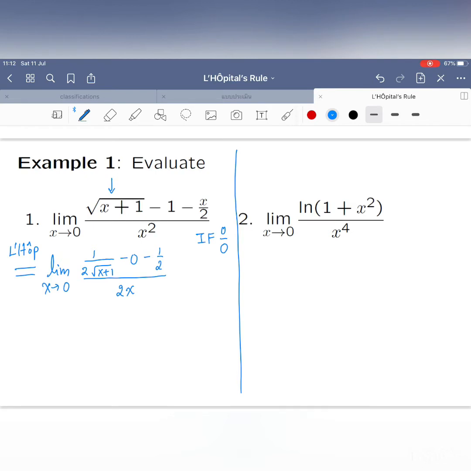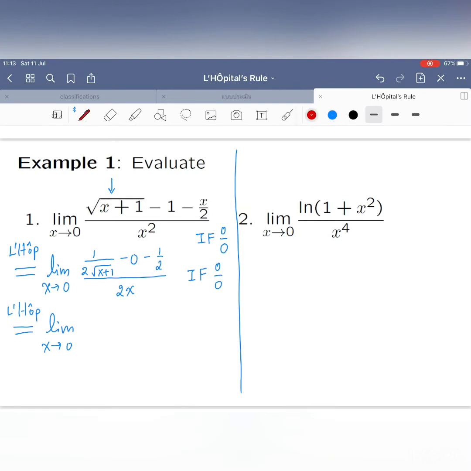If your x goes to 0, you see that this one becomes 1/2 minus 1/2, so it's still 0. And as x goes to 0 here, the bottom also goes to 0. So this one is still in the indeterminate form 0 over 0. So it means that we may need to use L'Hopital one more time.